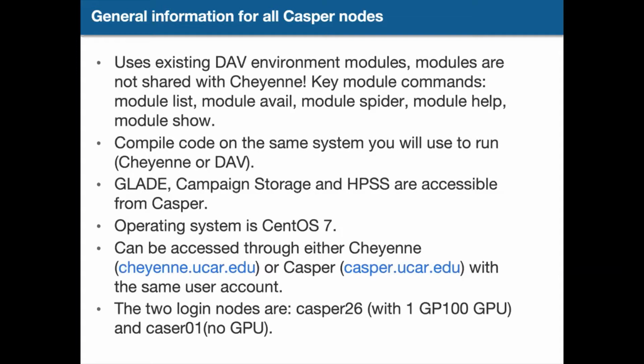For storage, on Casper, we can access the GLADE file system, the campaign storage system, and the HPSS. The operating system on Casper is CentOS 7. The Casper nodes can be accessed through either the Cheyenne login node or the Casper login node with the same NCAR user account. There are two dedicated login nodes on Casper, casper26 and casper01.